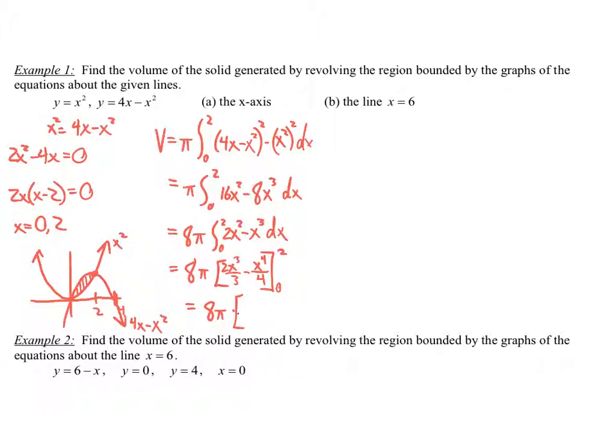Alright, so we've got, hang on here, just 16 over 3, and that's going to be 16 over 4, so that's a minus 4. Alright, so that's 5 1/3 minus 4, which is 1 1/3. 1 1/3 times 8, 4/3 times 8 is going to be 32 thirds, and then I've got pi.